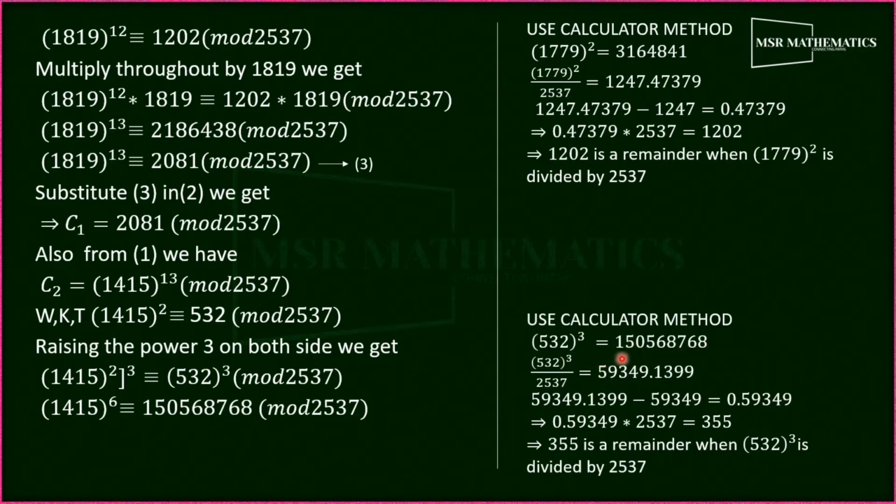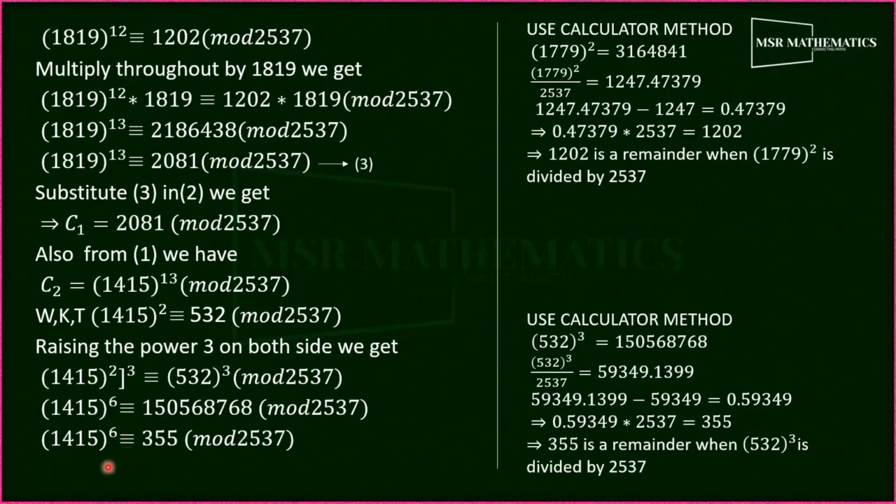15056876. Next step, divide this value by 2537. We get a value of 59349.1399. Here we are doing these values with the help of a calculator. Next, subtract 59349 from this value, leaving 0.1399. Next, multiply this value by the n value, that is 2537. We get a value of 355. Therefore, we can conclude that 355 is the remainder when 532 whole cube is divided by 2537. That is the value of 1415 power 6.